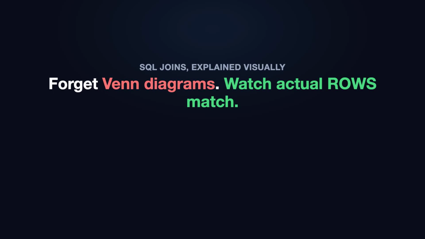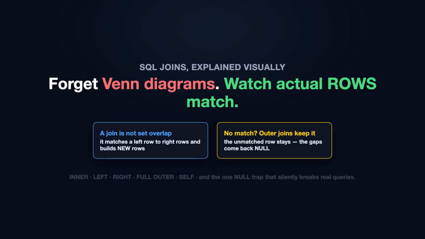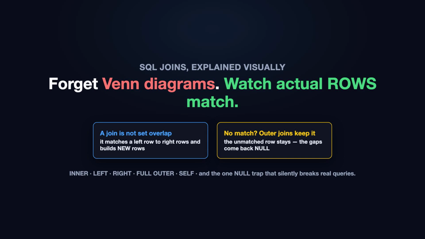Forget everything the Venn diagrams taught you about SQL joins. Those two overlapping circles are the reason joins never clicked for you. A join does not overlap sets. A join matches rows. It takes a row from one table, finds the matching rows in another, and stitches them into new rows. And when a row has no match, an outer join keeps it anyway and fills the gaps with null. Circles cannot show that.